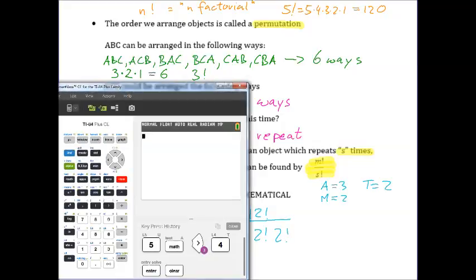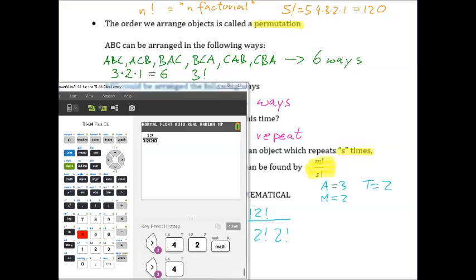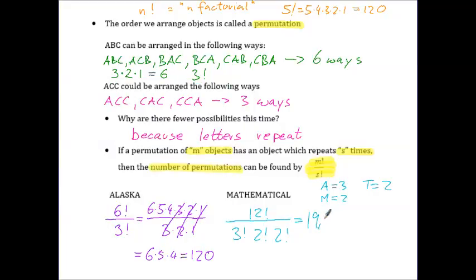Now this one we don't want to do in our heads. We're going to use our handy dandy calculator. Alpha y equals 2 and 1 will let us set up a nice fraction. And now I've set it up already nicely. Remember to get to your factorial, it's math, prob, and number 4. And enter. And we get a pretty large number again. 19,958,400. Even though we had a few letters that repeated, we still have a huge number of permutations of the letters in the word mathematical.